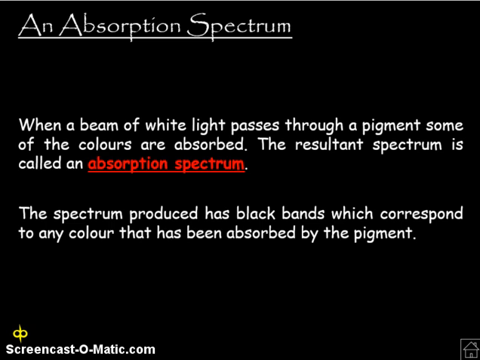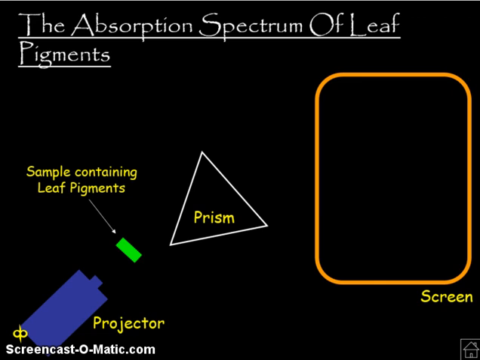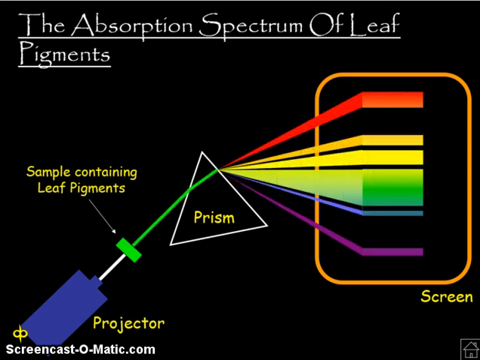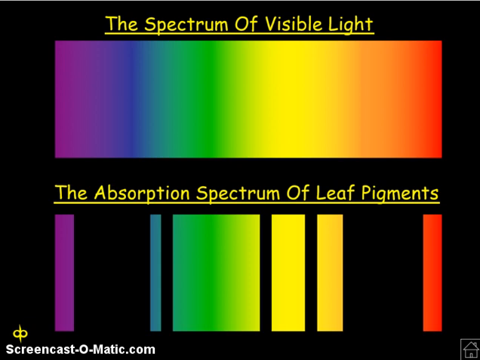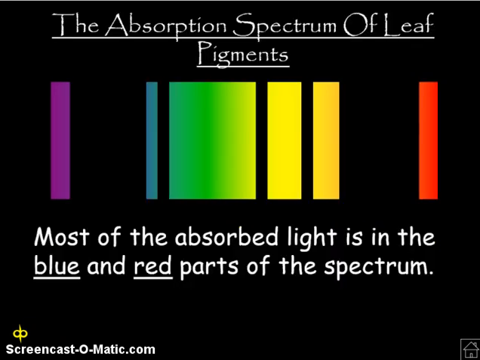When a beam of white light passes through a pigment, some of the colours are absorbed. The resultant spectrum is called an absorption spectrum. The spectrum produced has black bands which correspond to any colour that has been absorbed by the pigment. This can be observed when passing white light through a sample of leaf pigments. And there is the absorption spectrum of those leaf pigments.